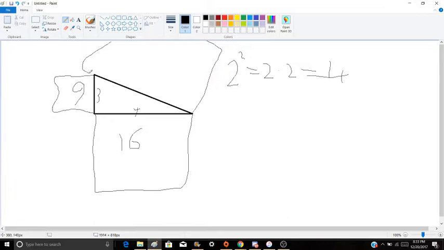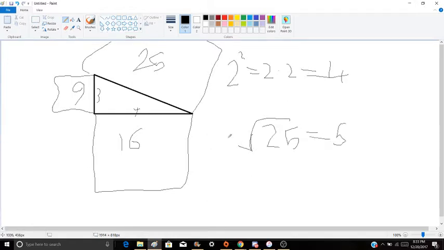So it's going to equal the square of this. Sorry for this bad drawing. And 9 plus 16 is 25. If I want to find what the hypotenuse is, I find the square root of the square of the hypotenuse. And the square root of 25 is 5.